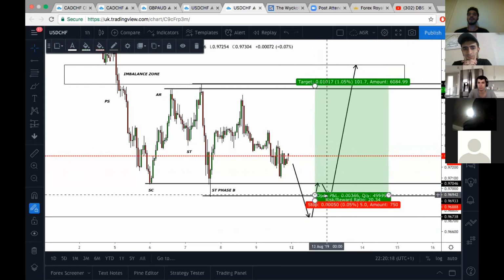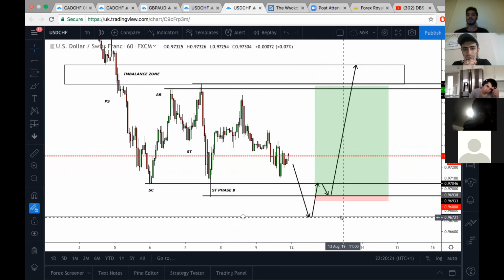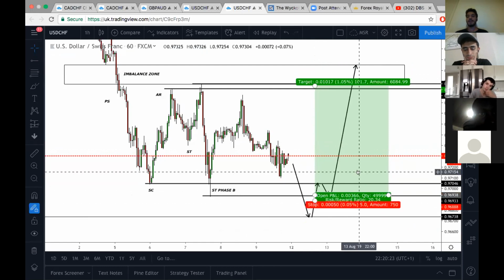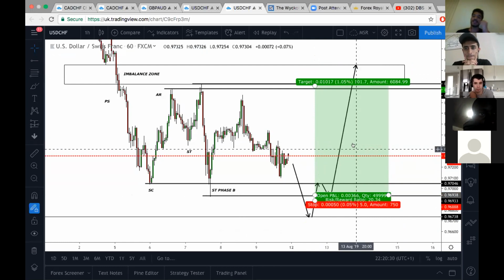Okay. Obviously, my target is going to be a lot higher, but if I'm just going to scalp on the hourly time frame, I've still got a risk to reward of 1 to 20. That means if I put down 100, my returns are 2,000. It's just crazy, guys. And this isn't even half the target.